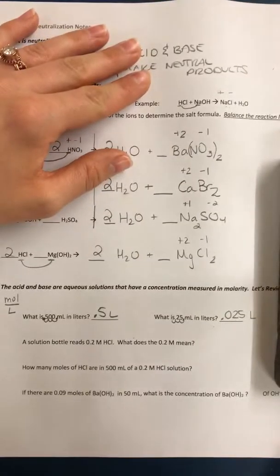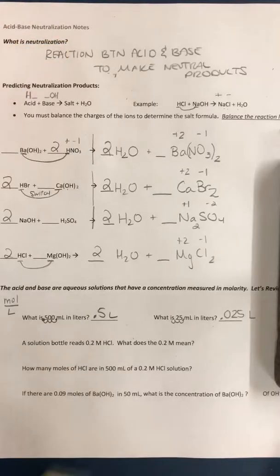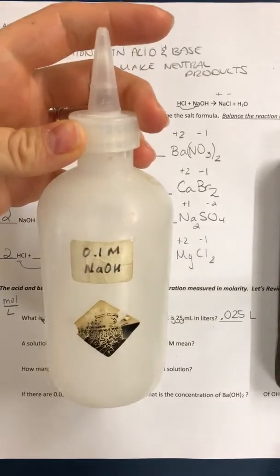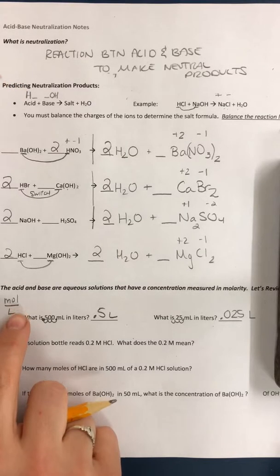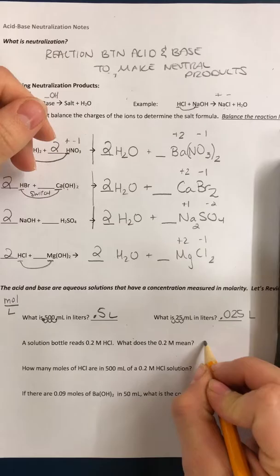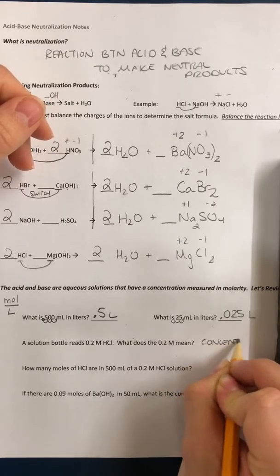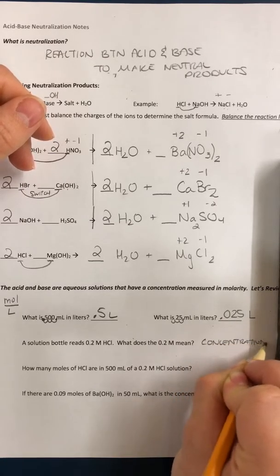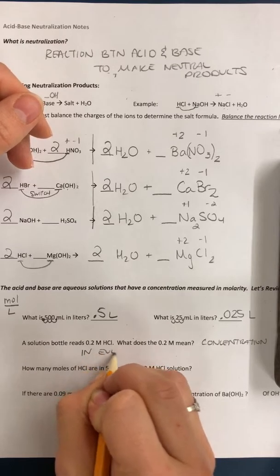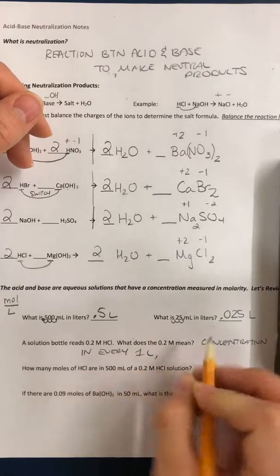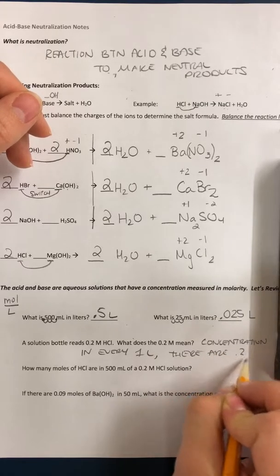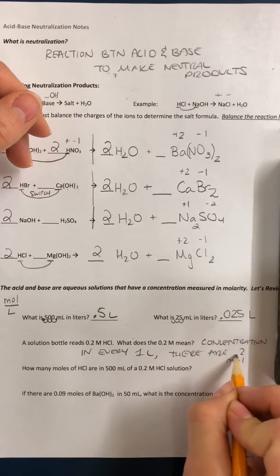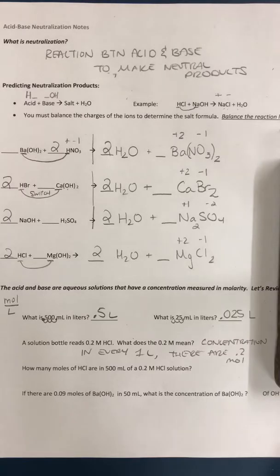All right, some more molarity practice. So you see a solution bottle is 0.2 molar. In the lab yesterday, you guys used 0.1 molar. That's simply its concentration. It's how many moles there are in a liter. So you could say it's its concentration, or you could say in every 1 liter, there are 0.2 moles of HCl. So it's just how concentrated it is.